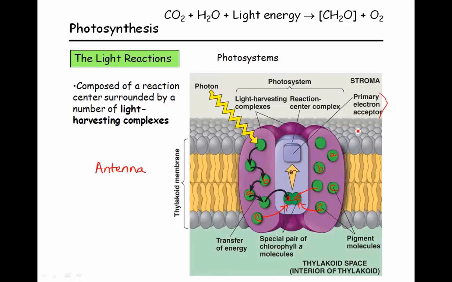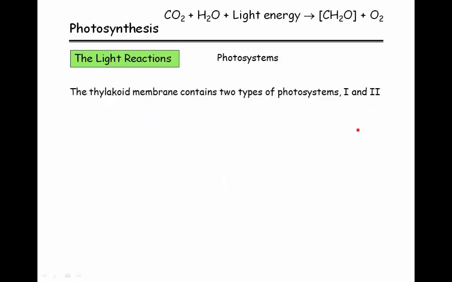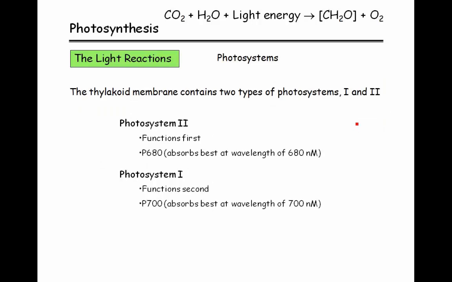We have these photosystems scattered all throughout the thylakoid of the chloroplast, and we do have them functioning in slightly different ways. We have two different photosystems. These photosystems are named in the order that they were discovered. So Photosystem II actually does function first, and Photosystem I is going to function second in the process of photosynthesis.